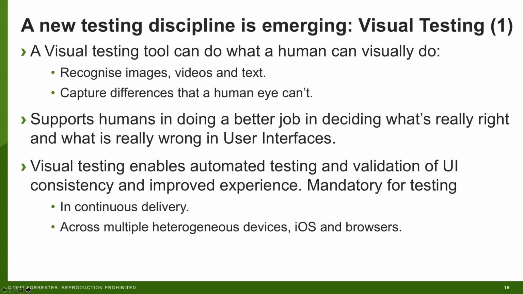And so what visual testing does, it does a couple of things. First, it supports us humans in doing a better job in deciding what's really right and what's really wrong in user interfaces. But it also enables a level of test automation that we weren't capable of before, because it automates the validation of UI, the consistency.